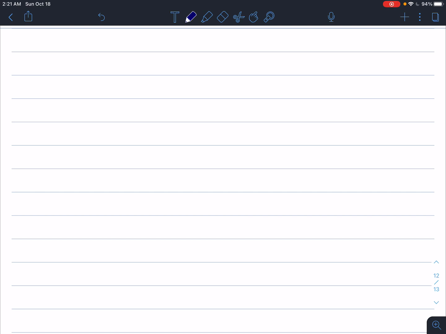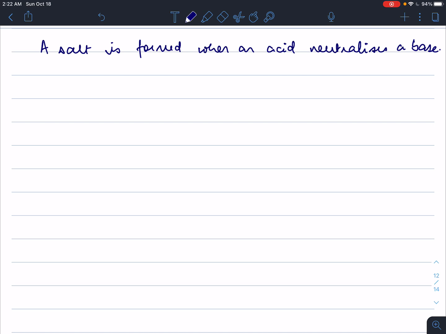So first and foremost, a salt is formed when an acid neutralizes a base. Alright? Now, this is very generic. It could also be like we saw many other cases. But when an acid reacts with a base, you get a salt. That is how we usually take it.